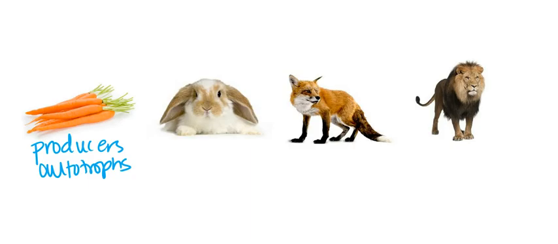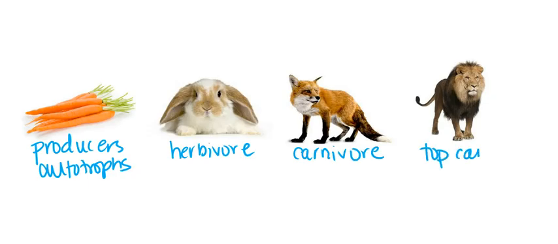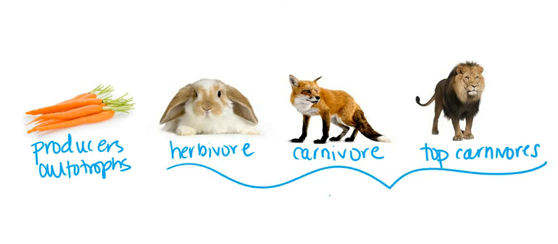The rabbit is our herbivore. The fox, our carnivore. And although the lion is also a carnivore, we also call them top carnivores. Herbivore, carnivore, and top carnivore are also called consumers, as well as heterotrophs.